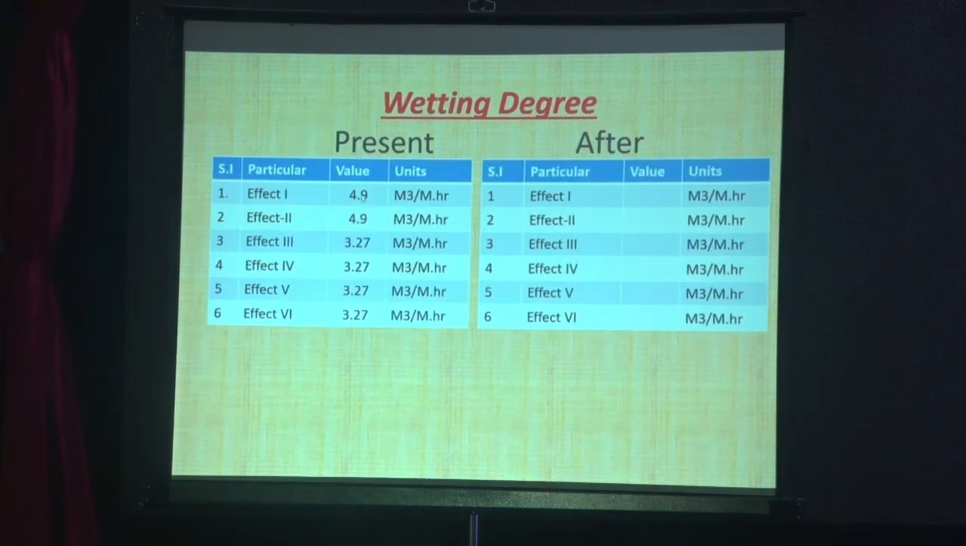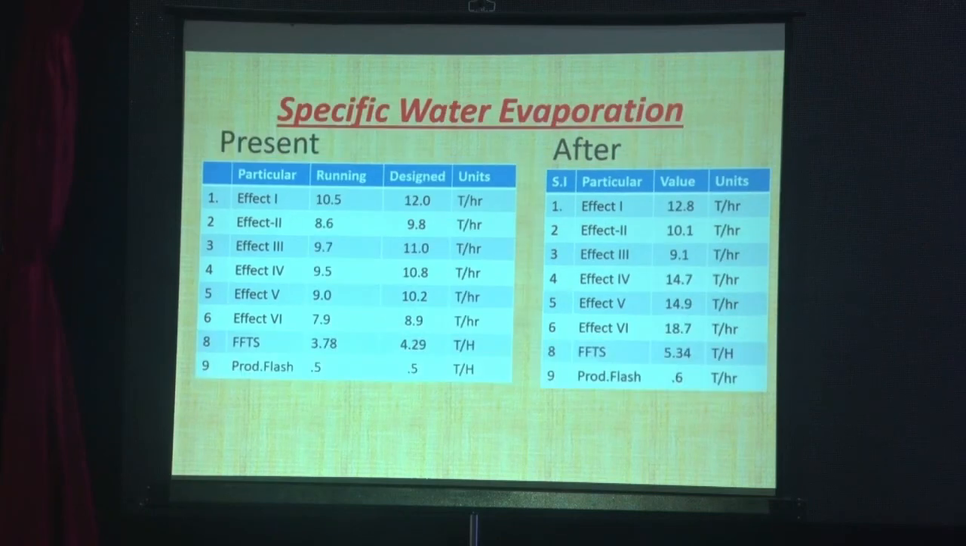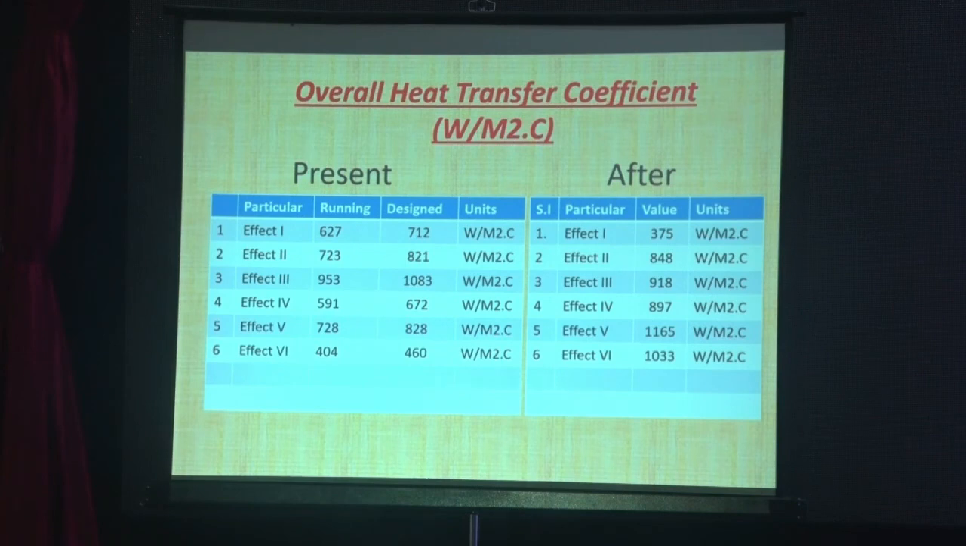This is the wetting degree, existing wetting degree. And here we have not mentioned the wetting degree. Definitely the client who is interested will reveal all the data, because it is a patent process, you know. So some of the information we cannot disclose. Okay, sir. This is the specific water evaporation before and after. This is the overall heat transfer coefficients before and after.